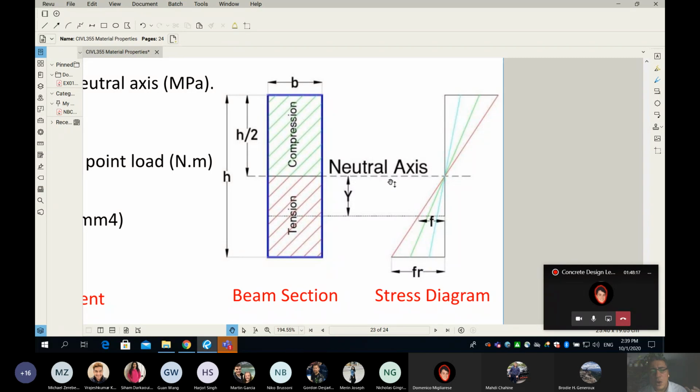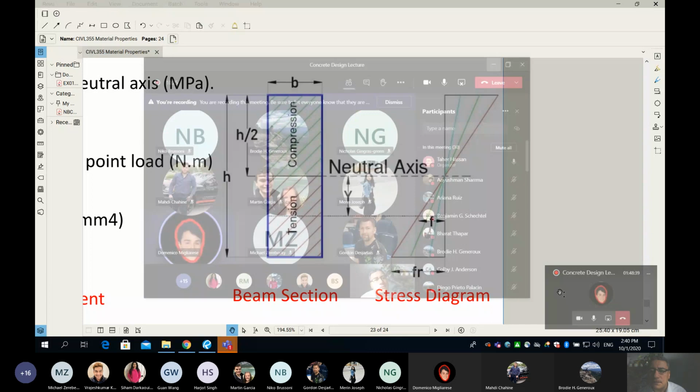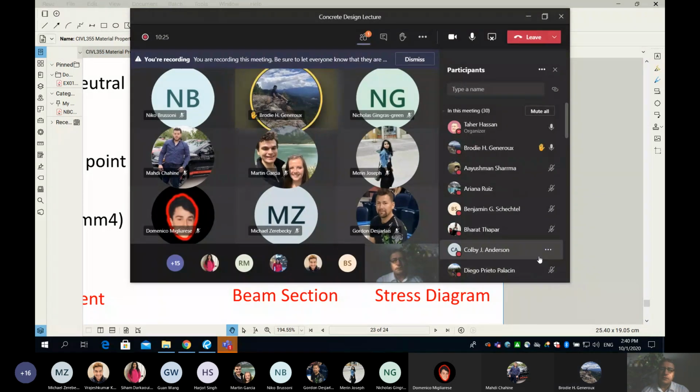Now let me ask you, what is the stress distribution on the cross section? So you think all the fibers will have the same amount of stress? Do you think all the fibers in my beam have the same amount of stress, or the stress will vary depending on how far the fiber is from the neutral axis? Please show your hands and tell me. Brody, go ahead. It'll vary.